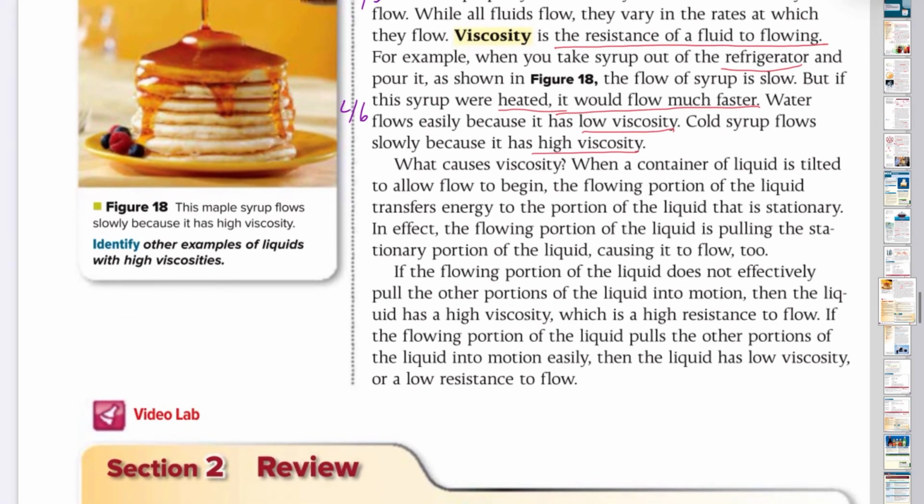What causes viscosity? When a container of liquid is tilted to allow flow to begin, the flowing portion of the liquid transfers energy to the portion of the liquid that is stationary. In effect, the flowing portion of the liquid is pulling the stationary portion of the liquid, causing it to flow too. If the flowing portion of the liquid does not effectively pull the other portions of the liquid into motion, then the liquid has a high viscosity, which is a high resistance to flow. If the flowing portion of the liquid pulls the other portions of the liquid into motion easily, then the liquid has a low viscosity or a low resistance to flow.